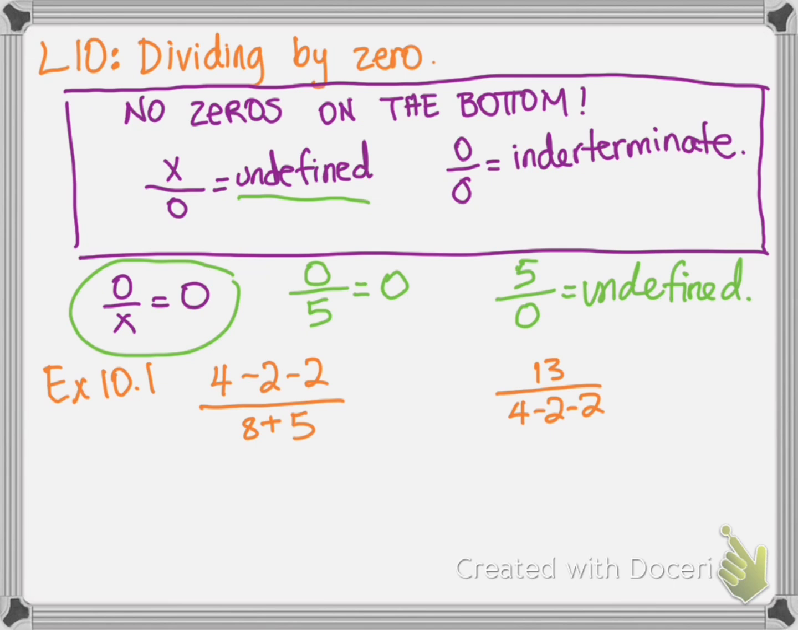Let's look at example 10.1. If I do the top, it's 4 minus 4, 0. And 8 plus 5, 13, which equals 0 because the 0 is on the top. But in this other case, 13 over 0, the answer is undefined. And remember, we have to write the word undefined.